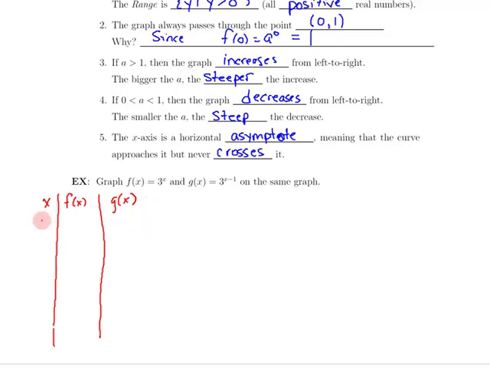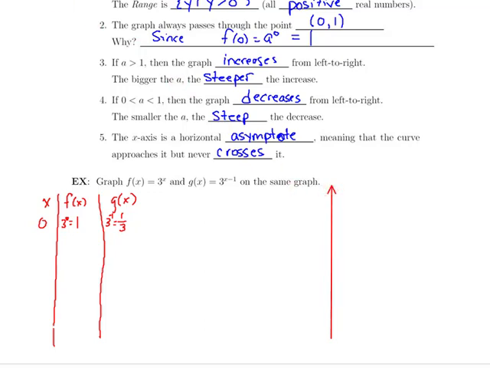So if I pick, say, for example, 0. Plugging in 0 here, 3 to the 0 is 1. And if I plug in 0 here, that's going to be 3 to the minus 1, which is 1/3. Right? This is 3 to the 0 and this is 3 to the minus 1. Okay? So, looking at that on the graph, I'm going to plot these simultaneously.